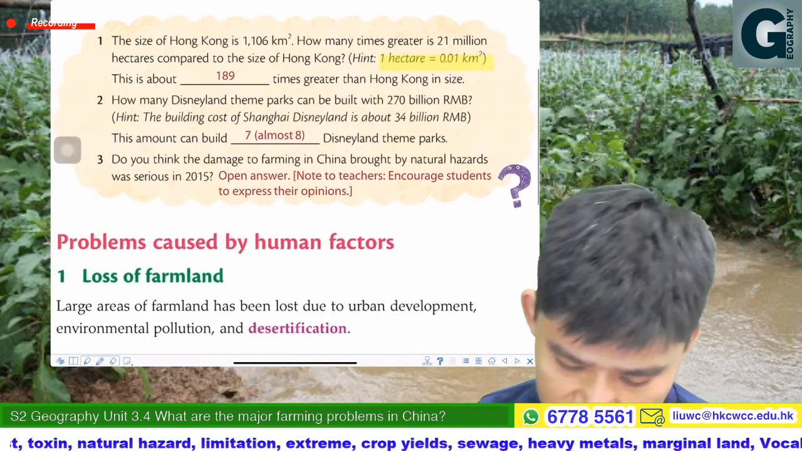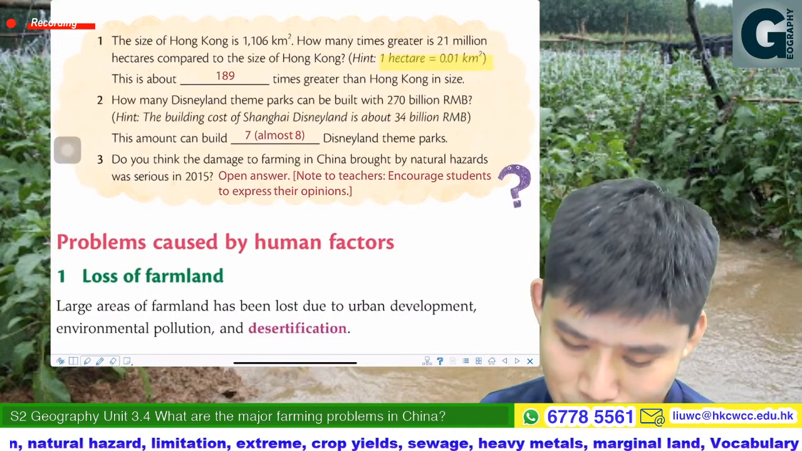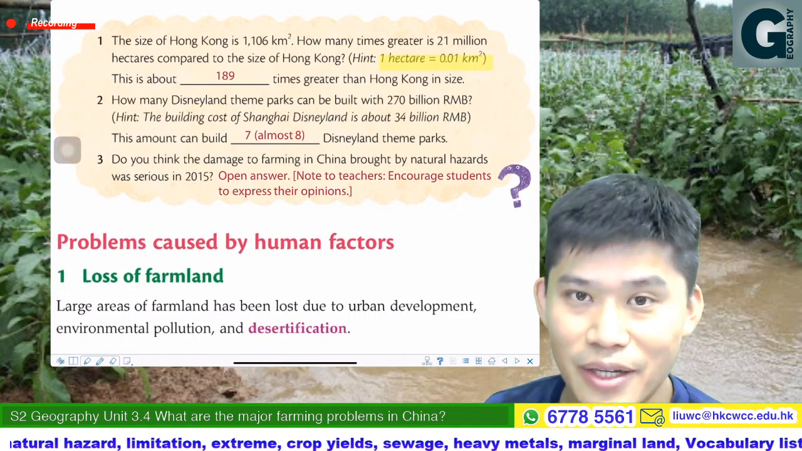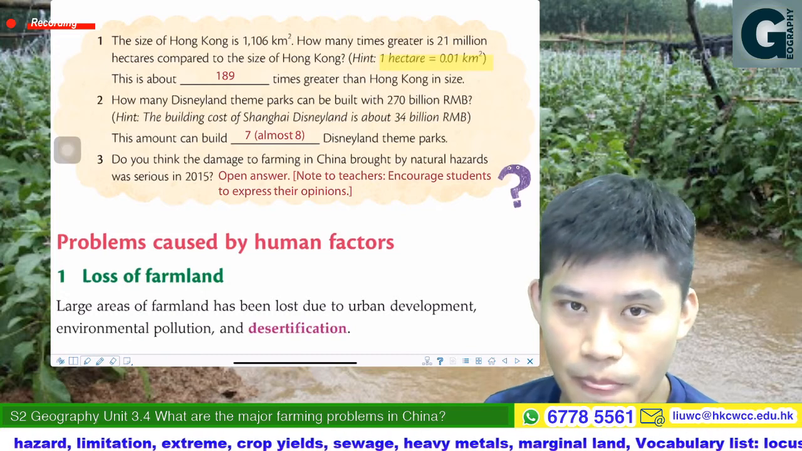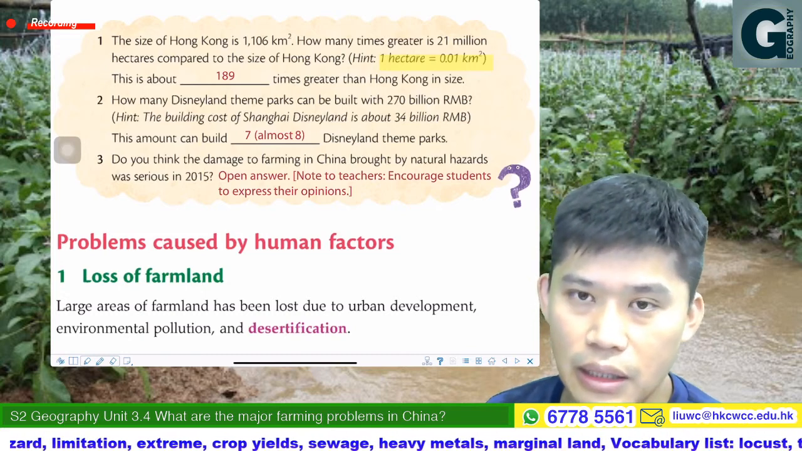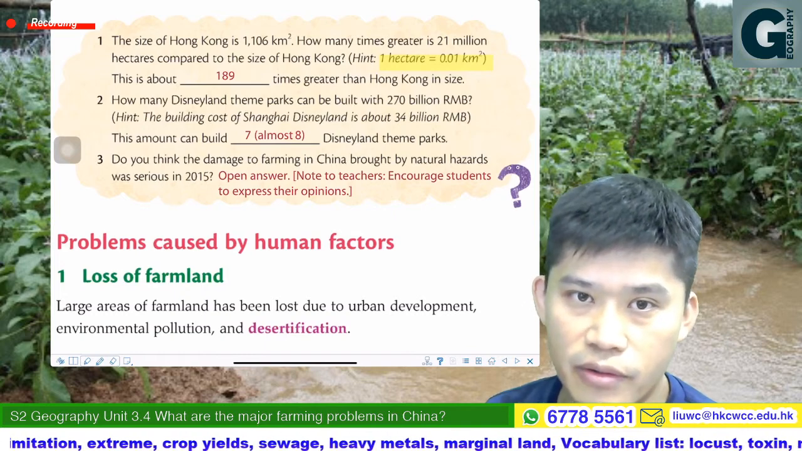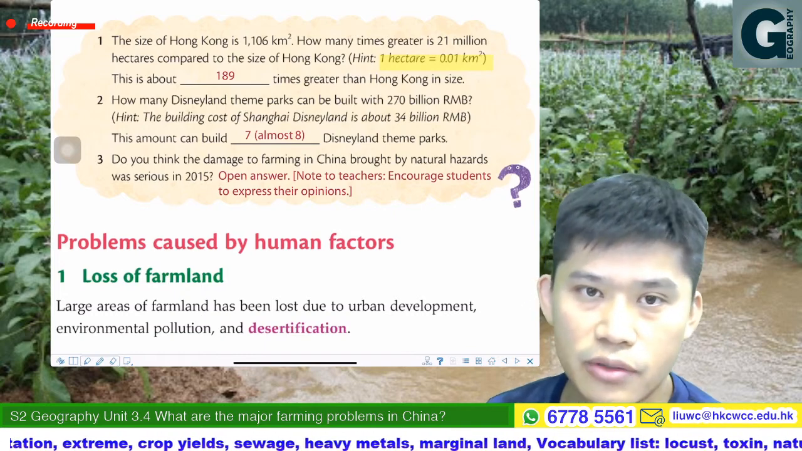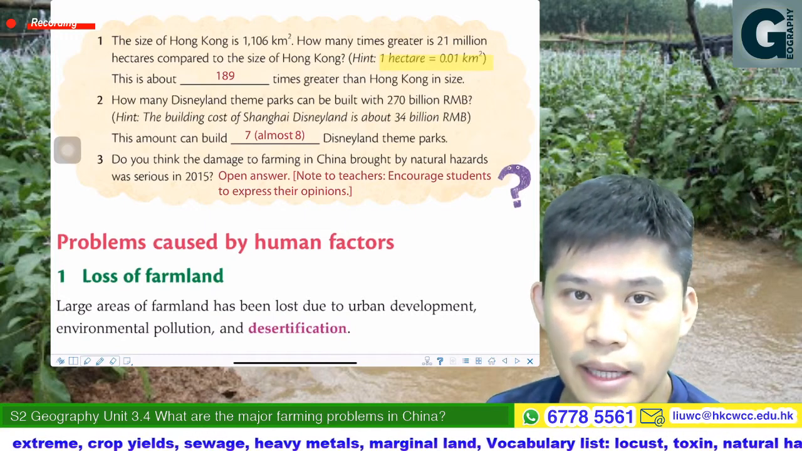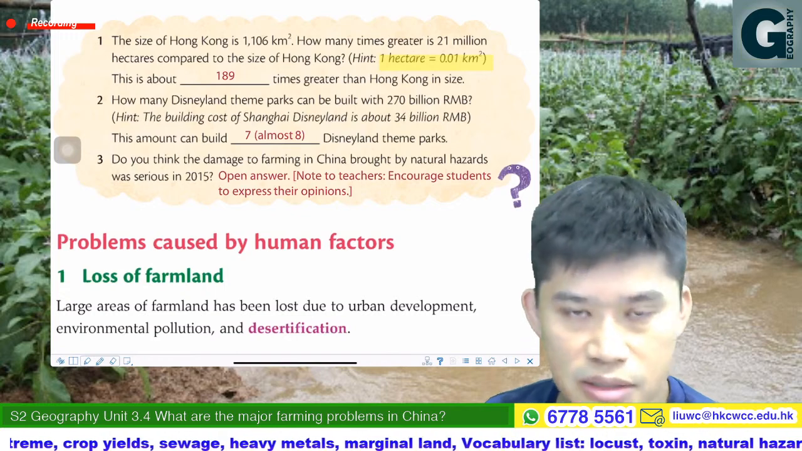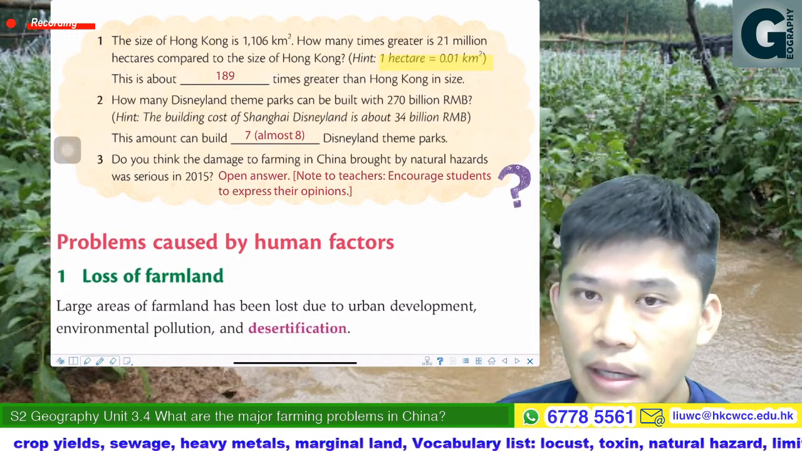And then how many Disneyland theme parks can be built with 270 billion renminbi? Okay, so that is about 7 to 8. So therefore, the damage could be very, very huge. And then question 3, do you think the damage to farming in China brought by natural hazards was serious in 2015? Okay, so this one, you can see my model.